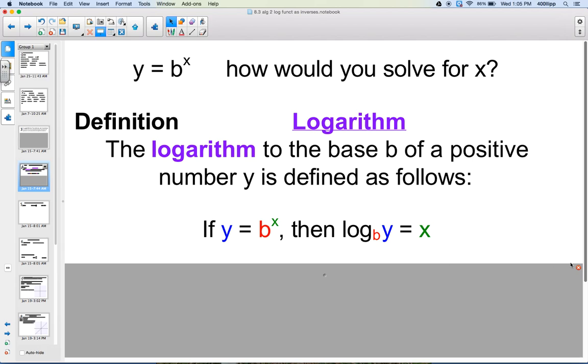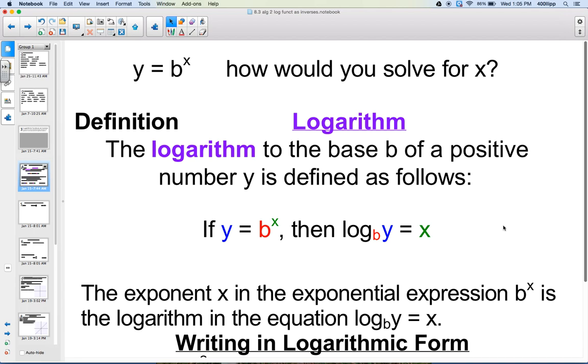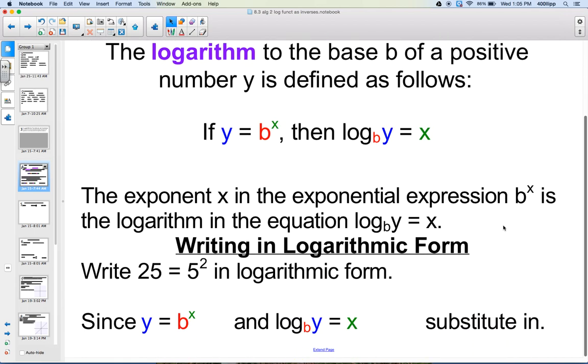So let's go over converting some of them and rewriting it. So the exponent x in the exponential expression b to the x is the logarithm in the equation log base b of y equals x. So we're just converting one or the other, exponential form or logarithmic form.